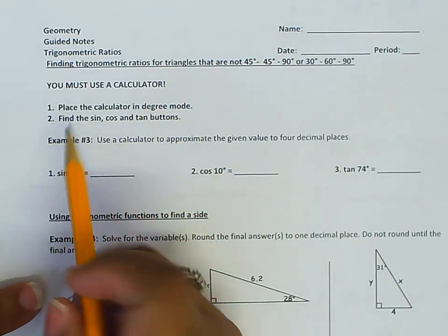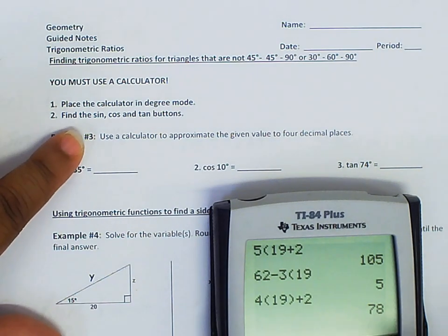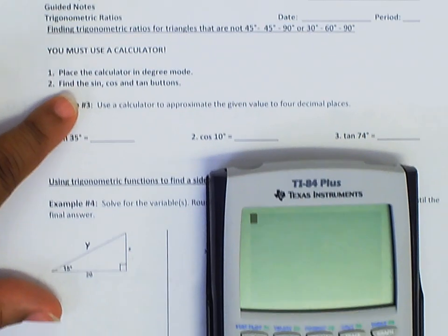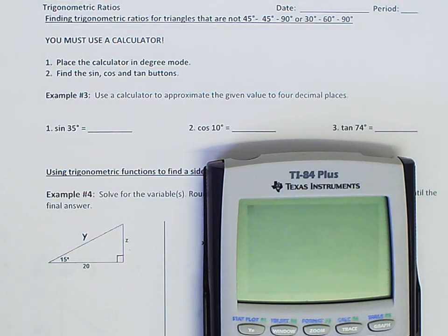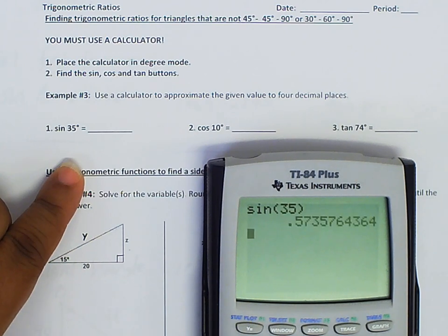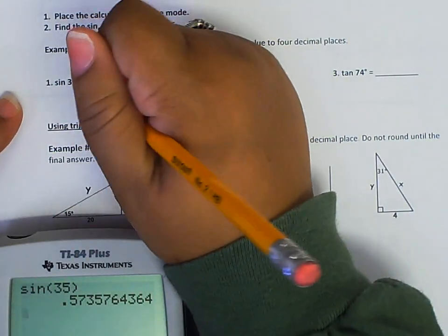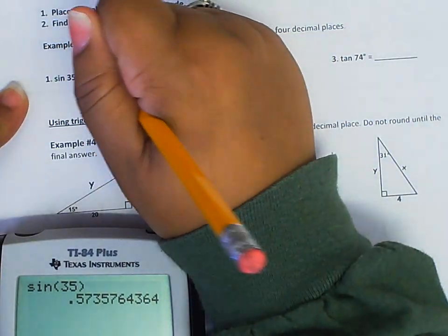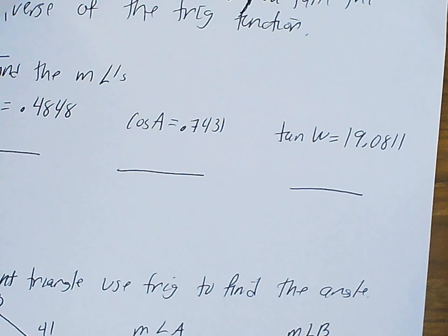All right, so for these ones, it says number 1, place the calculator in degree mode, which we just did. And then for these ones, you just type them in. So sine, cosine is right here. If you want the inverse keys, you have to hit the second key first. So let's just do sine of 35. We'll go to sine and type in 35. It says go to 4 decimal places, so it'll be 0.5736.